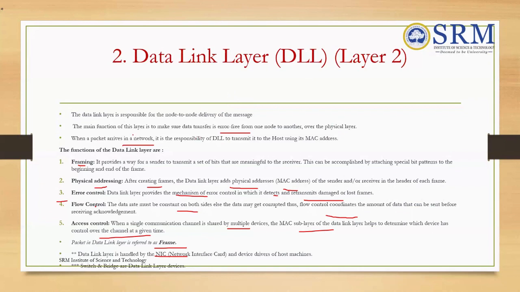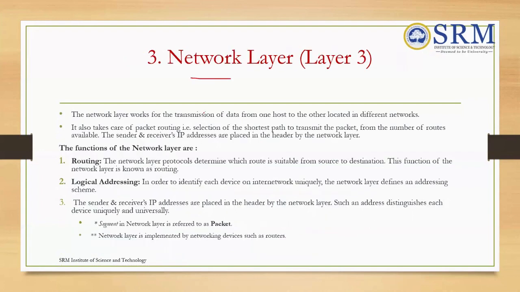So here the bits coming from the physical layer will be converted into frames, and we are setting the physical address and checking whether error control methods are included or not, and then we are setting the flow controls. Finally, the access control: we have to decide which device has the access over the other in that channel. So the next thing is the network layer.